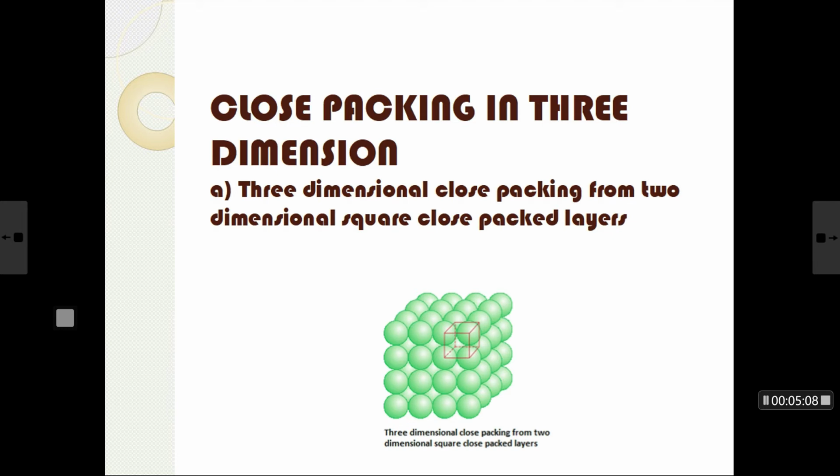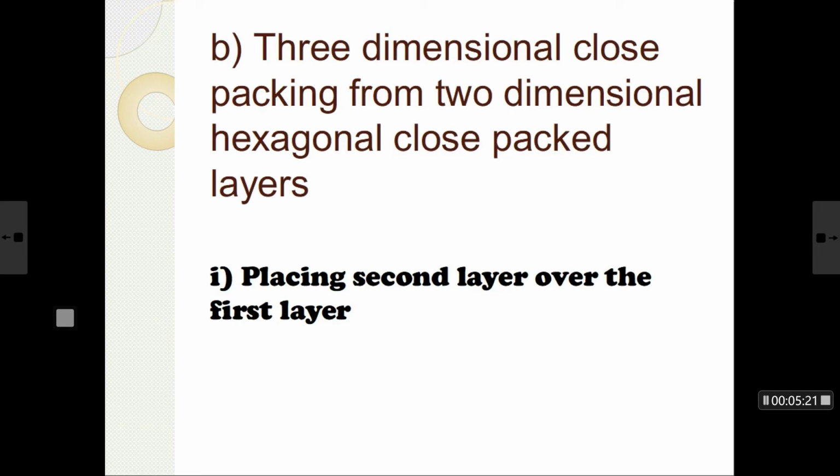If the arrangement of spheres in the first layer is A, then the second layer is also identical, A. So this type of arrangement is called AA type arrangement. Next type of packing is three-dimensional close packing from two-dimensional hexagonal close packed layers.